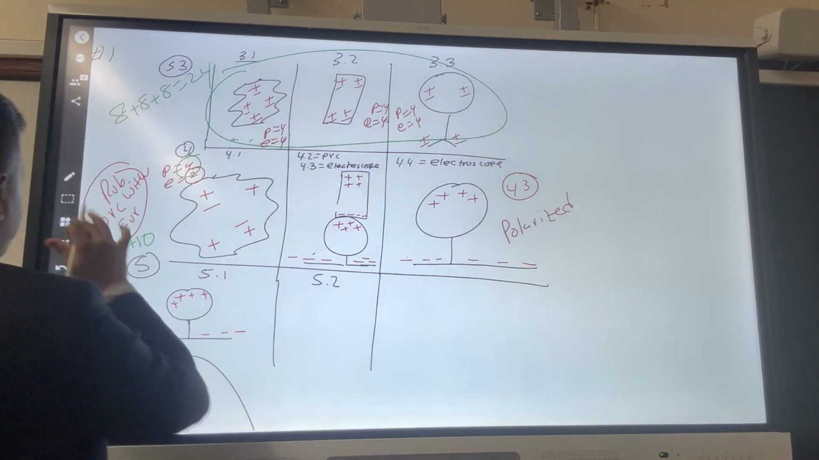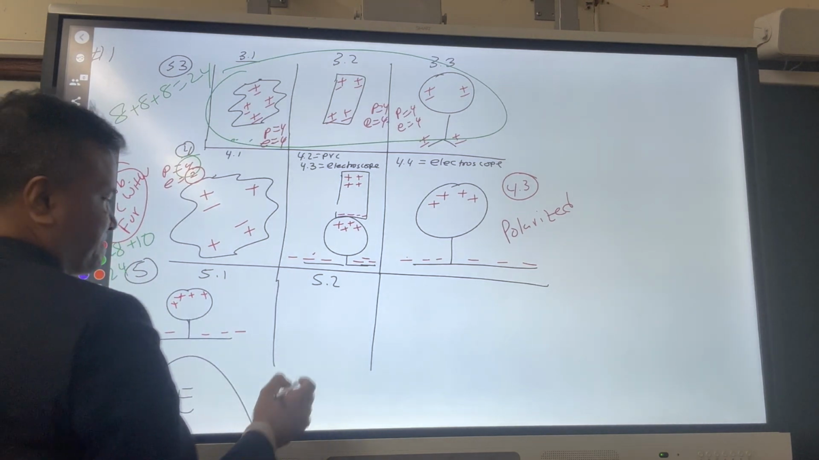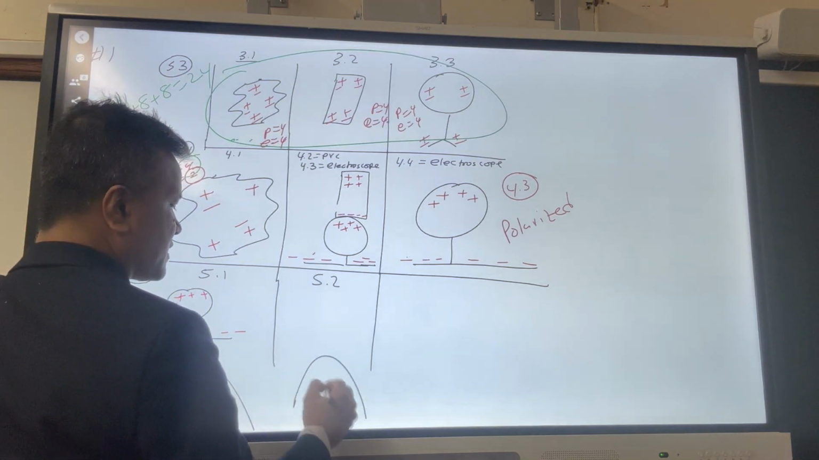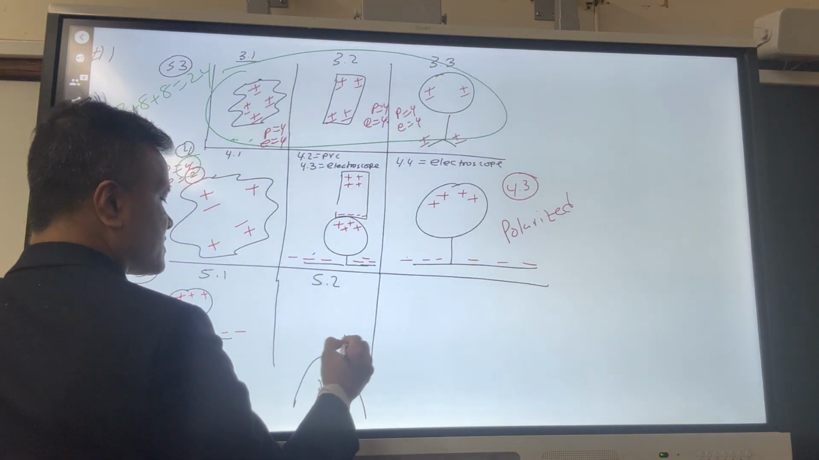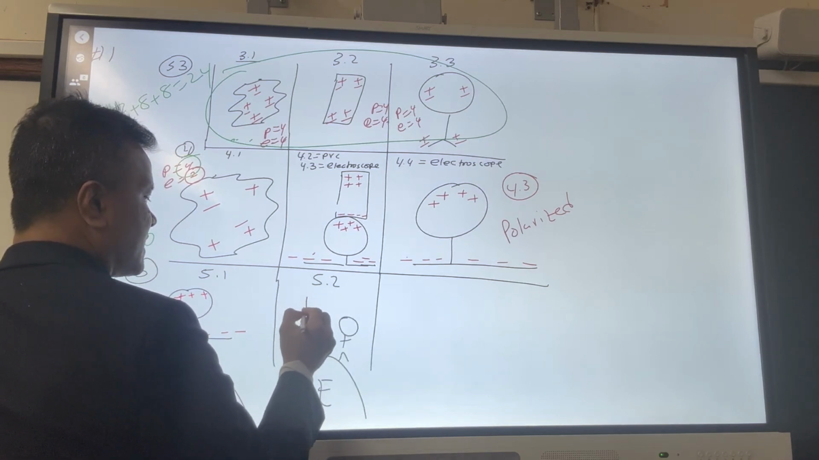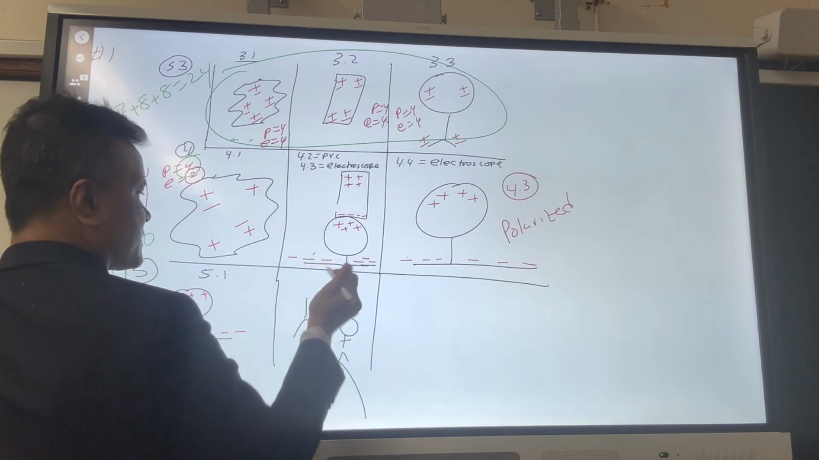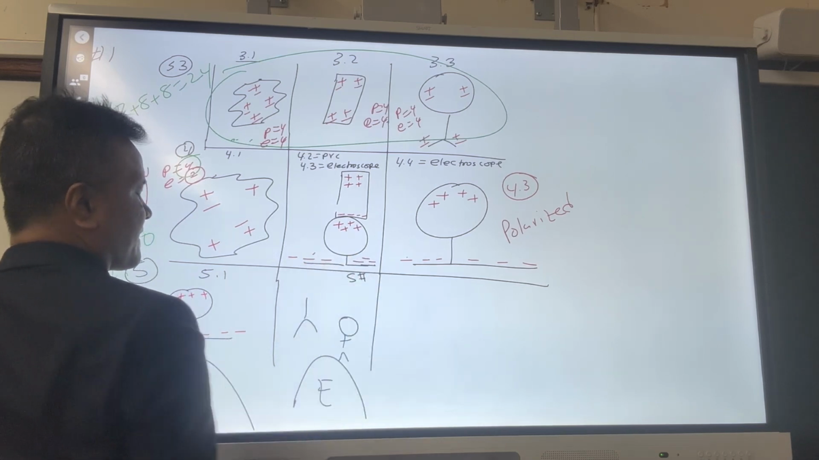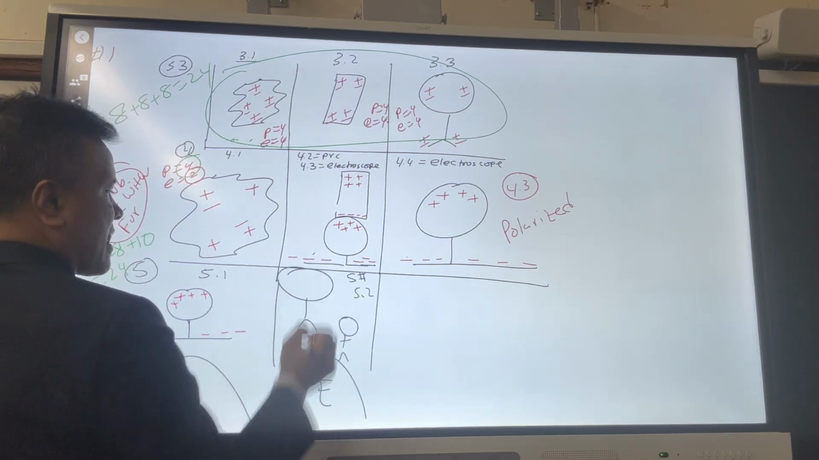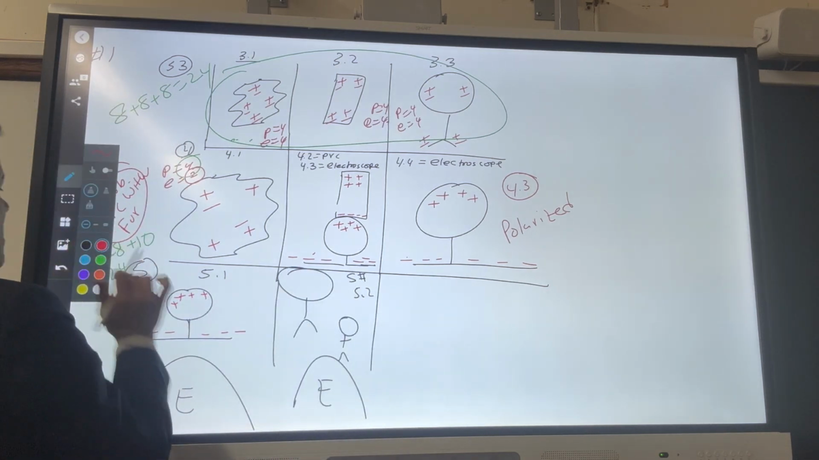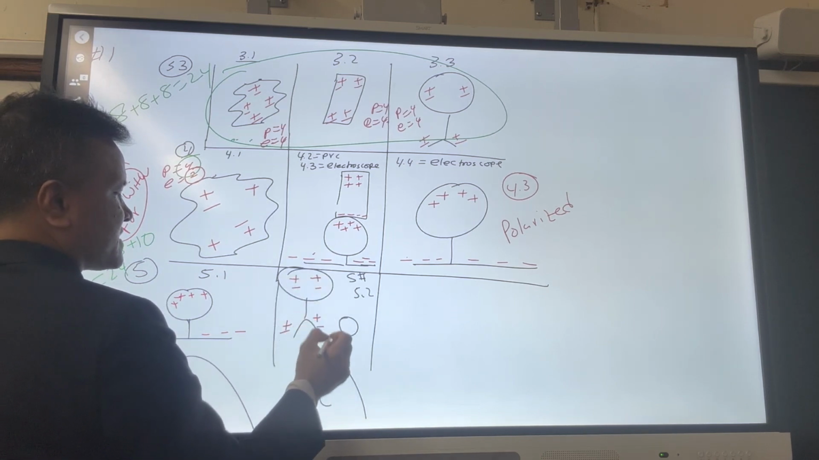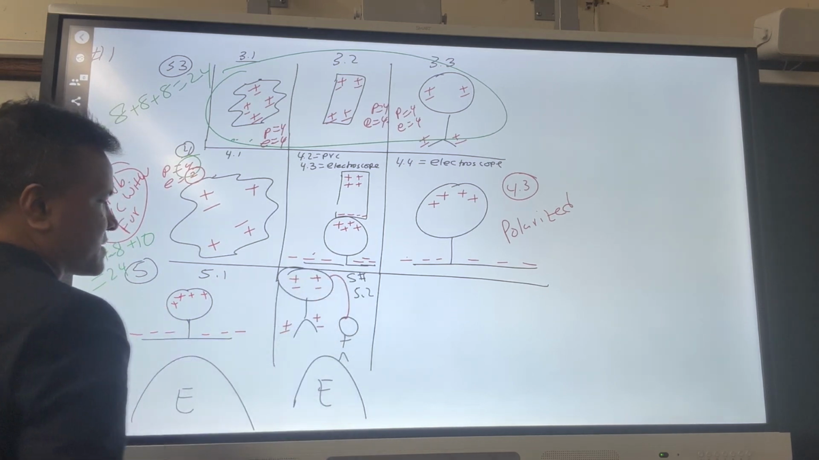So we're going to ground it. We're going to call it charge by grounding. So this is Earth. This is me. This is electroscope. This is scenario 5.2. Plus minus, plus minus, plus minus, plus minus. It happens only if you touch it.